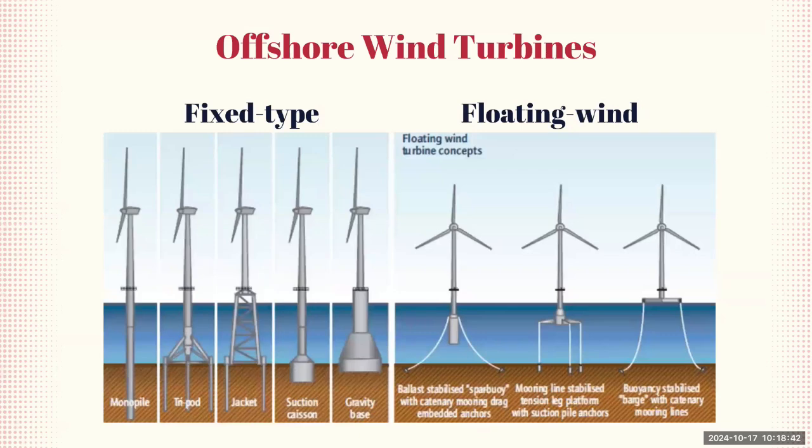On the right, we have the floating wind turbines, which are used in deeper waters. These turbines sit on floating platforms, which are anchored to the seabed using mooring lines and anchors. Floating wind concepts include designs like the ballast stabilized spar buoys, mooring tension leg platforms, and buoyancy stabilized barges, each catering to various depths and wind conditions.